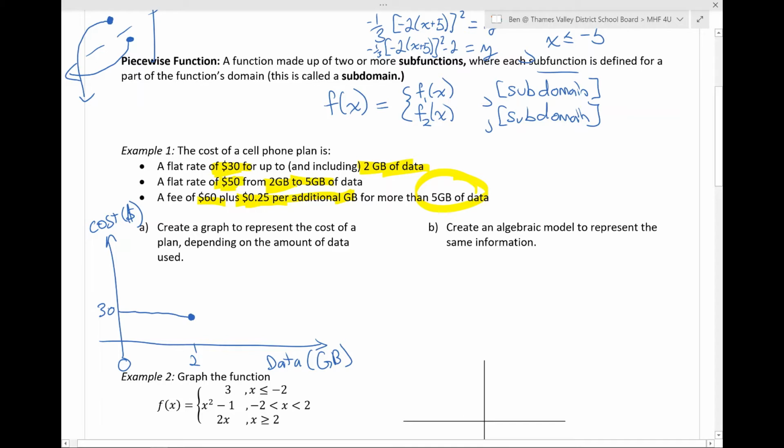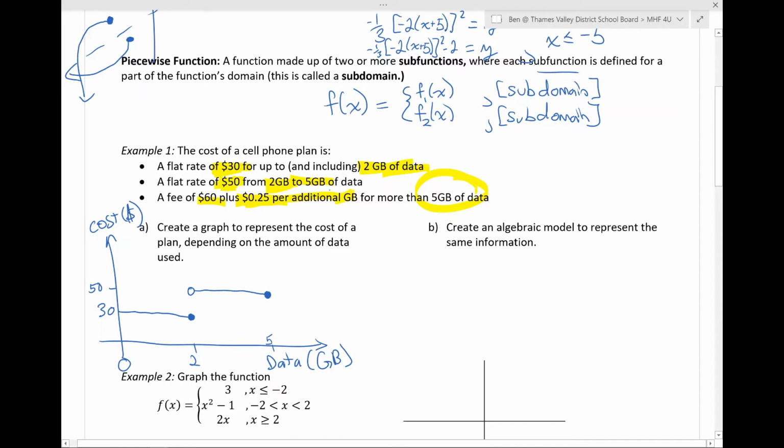Now, after 2 gigabytes, all the way up to 5 gigabytes, so we'll give us a 5 gigabytes right here, all the way up to 5 gigabytes, it's going to cost $50. So that means we're working here, it would have to be an empty circle, right? Because we know if it's right at 2 gigabytes, it does not cost $50, it costs $30. And then we can go all the way up to here, and again, a closed-in circle, because if they're using 5 gigabytes of data, then it's going to cost $50.